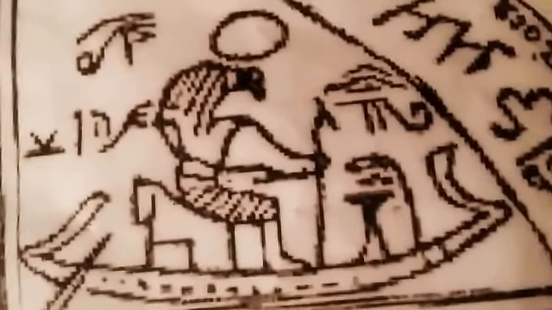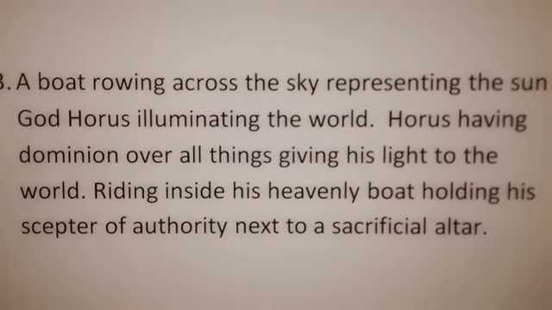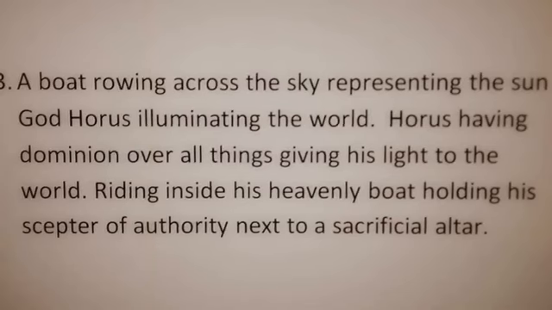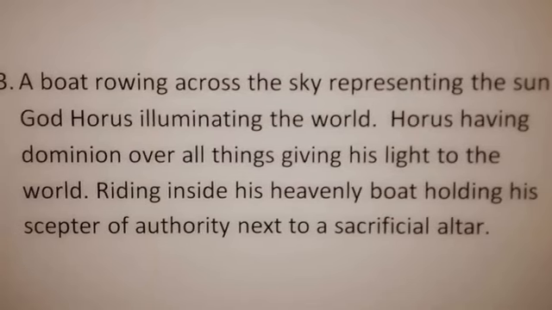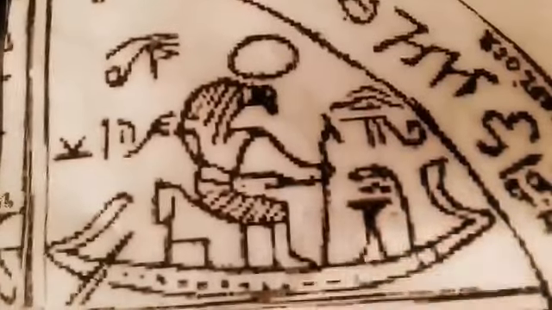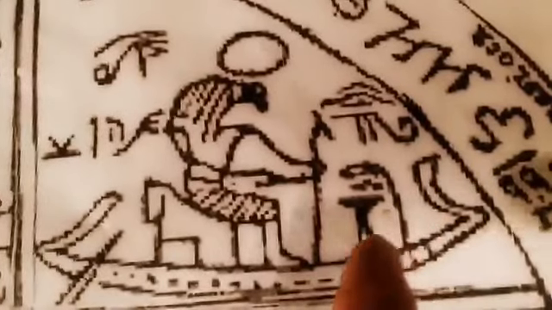So what about translating number 3 here, a god on a boat? So the Egyptologists translate a cartoon character who doesn't even exist. A boat rowing across the sky representing the sun god Horus, illuminating the world. A god who never existed, never was, and never will be. Horus having dominion over all things, giving his light to the world. So we have an Egyptian god with a sun disk over his head, giving light to the world. An altar on his boat.